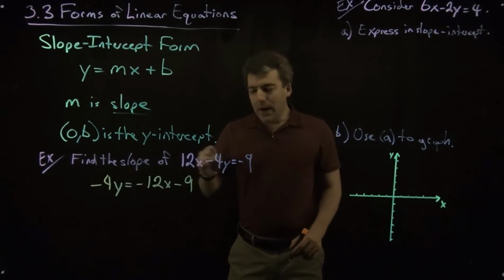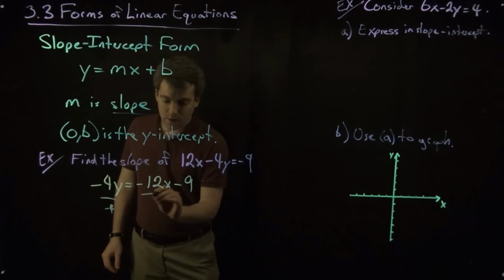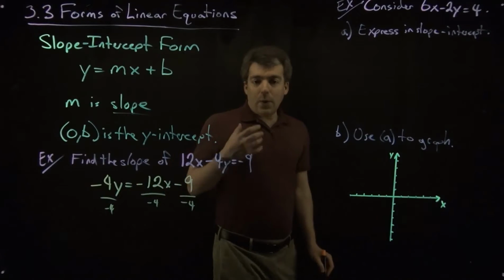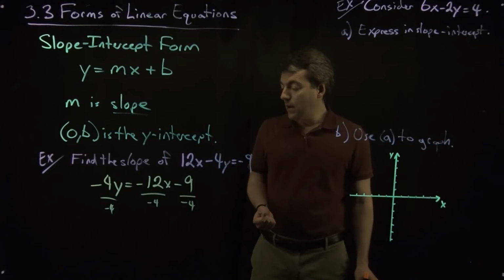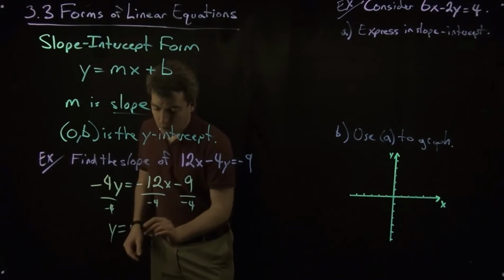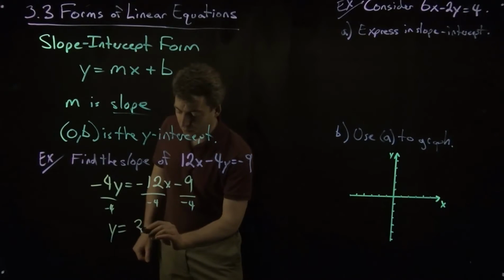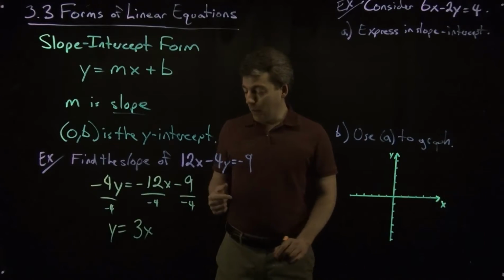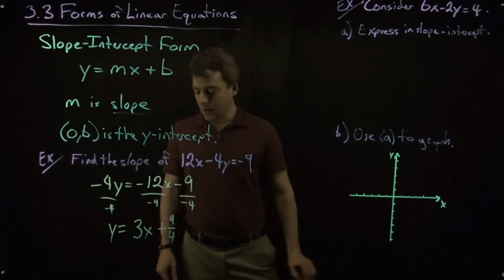Now to get y by itself, we need to divide both sides by negative 4. We want to divide every term on both sides by negative 4. So we get y over here. Negative 12 divided by negative 4 is positive 3, so 3x. And negative 9 divided by negative 4 would be plus 9 fourths.